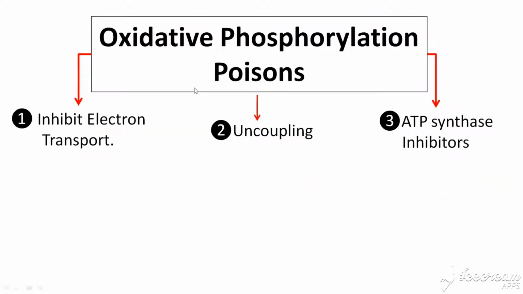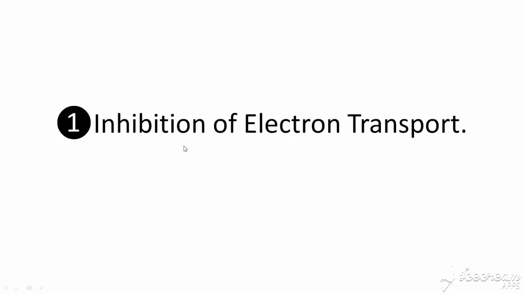Now, we have three groups of chemicals or drugs that basically inhibit oxidative phosphorylation. The first ones are inhibitors of electron transport, the second are uncoupling agents, and the third are ATP synthase inhibitors, and we're going to be talking in detail about each one in the following video. So we're going to begin by discussing inhibitors, or the inhibition of electron transport.